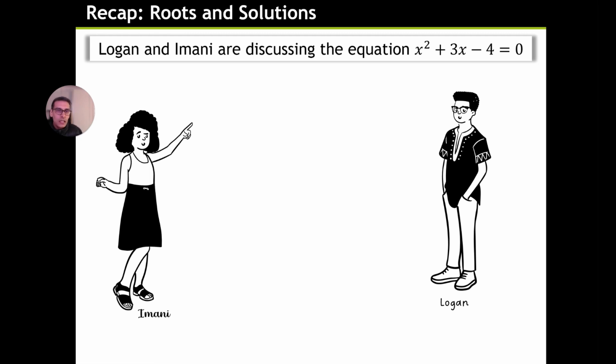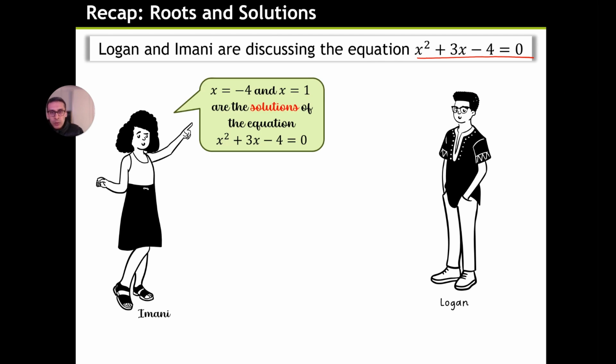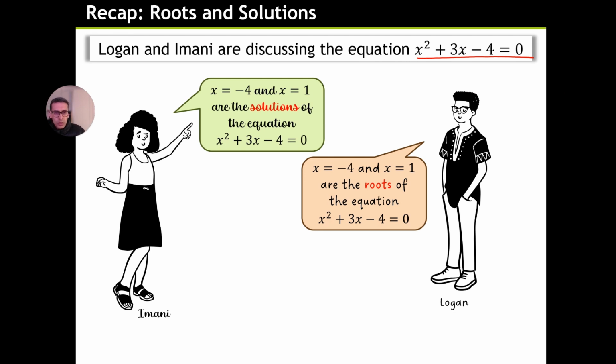Okay, so let's say that two people are discussing this equation here, and one person says that -4 and 1 are solutions of the equation, and the other person says -4 and 1 are roots of the equation. So you may have come across the word roots in quadratics.